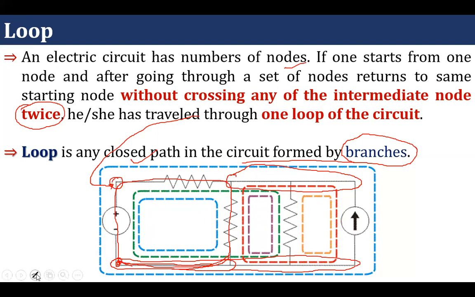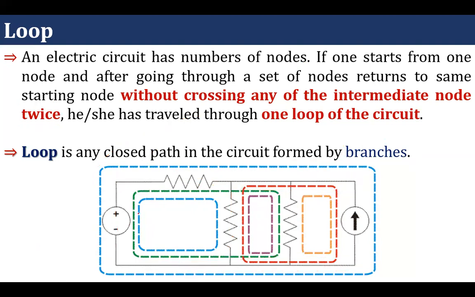Similarly, we can easily recognize that we have a number of loops here. This one is one loop, the green one is another loop. For the green one, we start from this point, go through this voltage source, through this resistance, through this resistance, and then return to the same point. So this is forming a loop. Similarly, the outer voltage source, then this resistance, then this current source, again we reach the same point. So this is again a closed loop. A number of loops are available in this circuit.